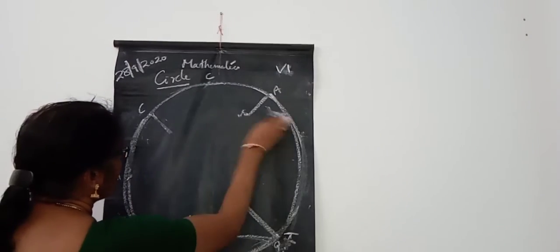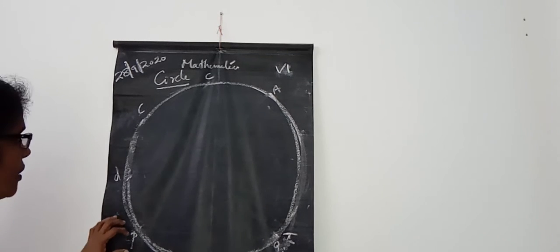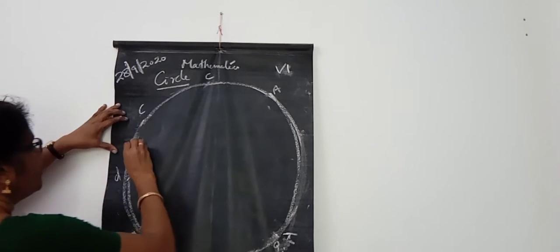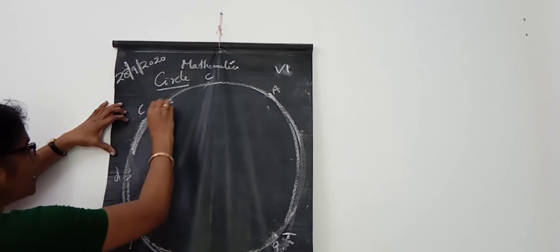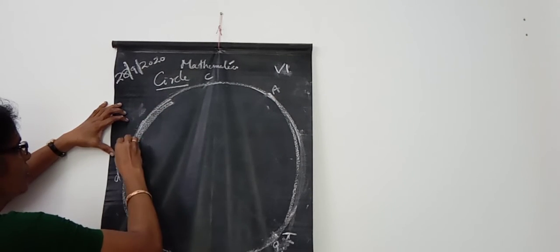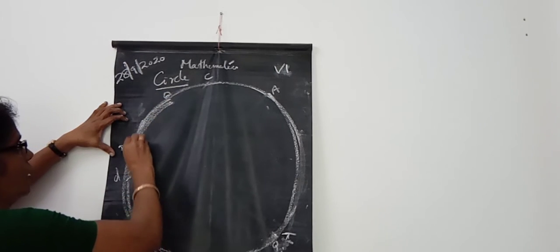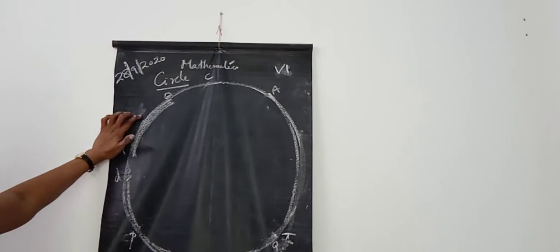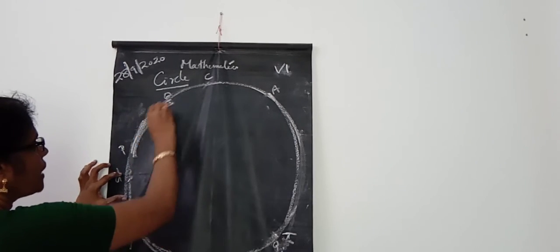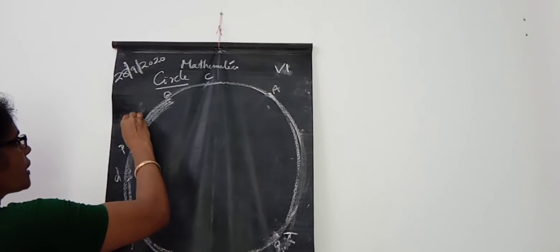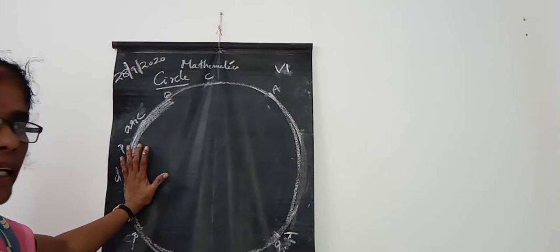Okay. Then next one, chord. Then next one, look here. If we take the 2 points, this one is PQ. This PQ is an arc. We can call this a part of the circle, that is on the circle. This part, PQ, is called an arc. Okay, that is an arc.